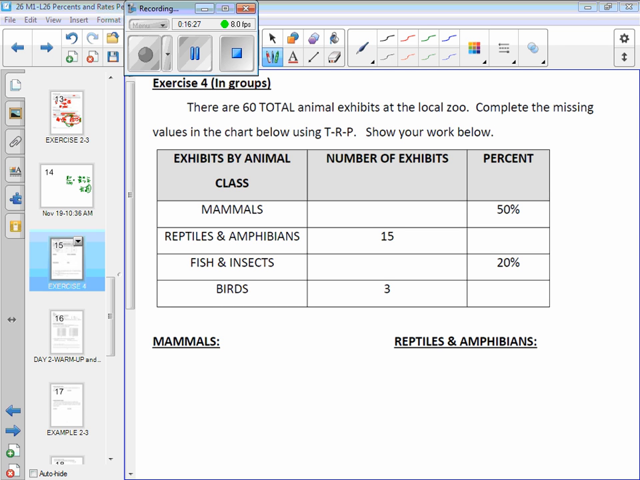How many total animal exhibits are at the zoo? Steven? 4. No. Wait, 60. Read the introduction above the chart. 60. Okay, there are 60 total. Whenever you see that word total, think whole. That's your whole. All right. There's four different groups of animals. You have your mammals, your reptiles, amphibians, your fish, insects, and your birds. We don't know how many mammals there are, but they do tell you there is 50% out of the 60.